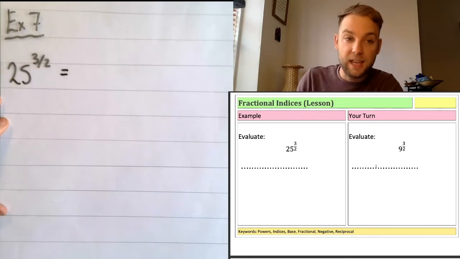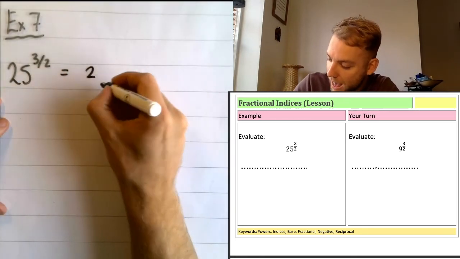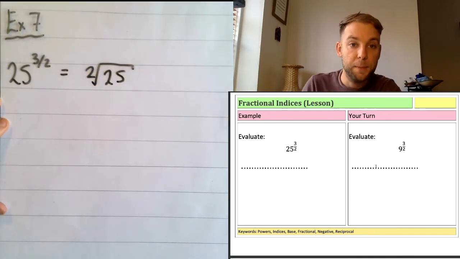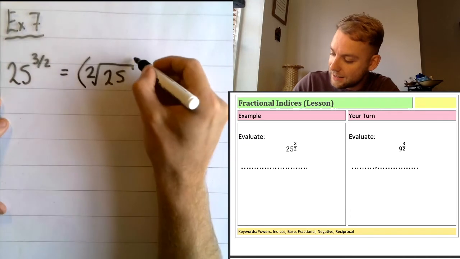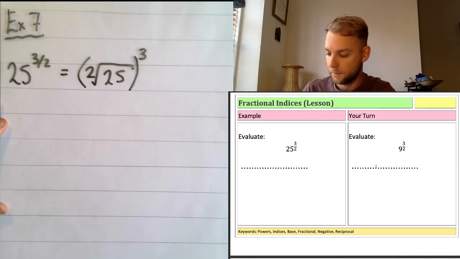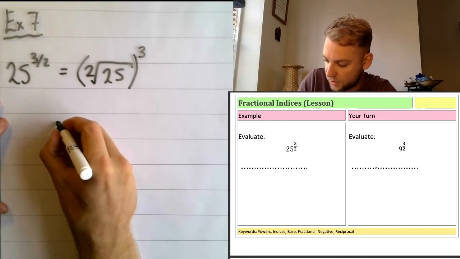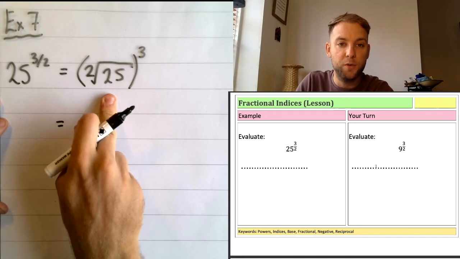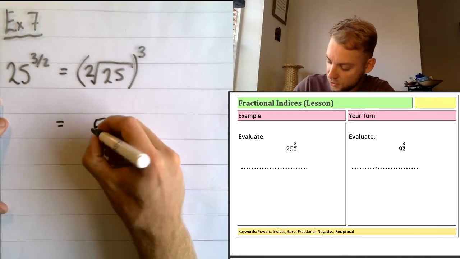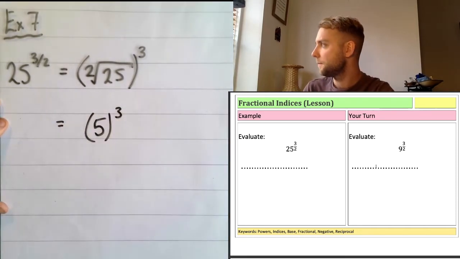So the way we'd write this: the bottom is 2, so it's the square root of 25, and the top is the power, so I use the brackets like this, all to the power of 3. Brilliant. And then you just got to work out what each of these are. Always inside the bracket first, so I'll do it underneath. What is the square root of 25? Square root of 25 is 5, so 5 like so, all to the power of 3.